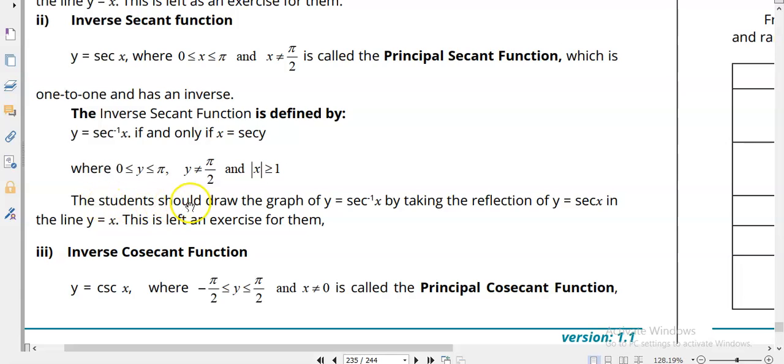It says that students should draw the graph of y is equal to arc secant by taking the reflection of y is equal to secant x in the line y is equal to x. This is left as an exercise for them. So we will do this. Let's plot this, since it's an exercise for us.